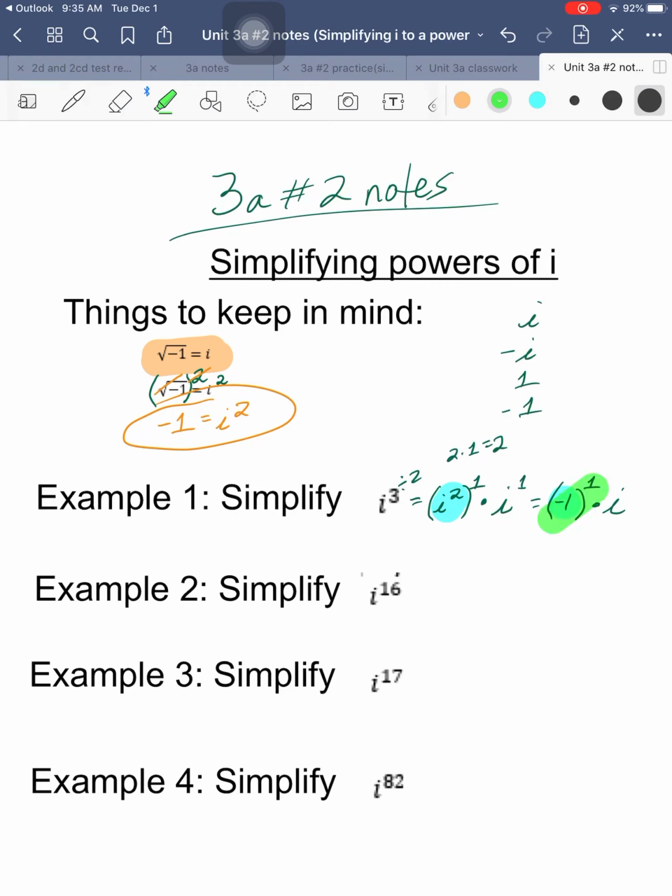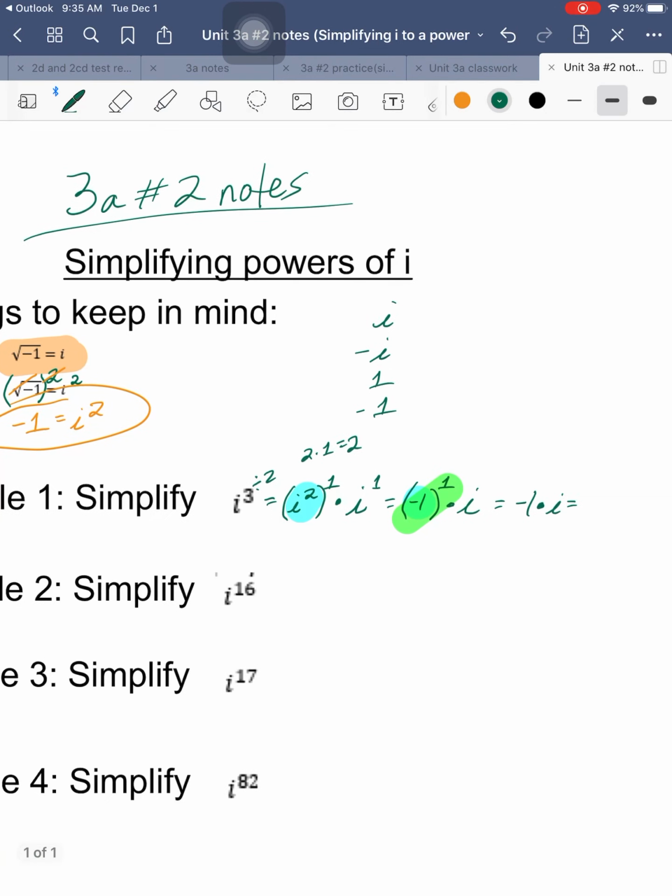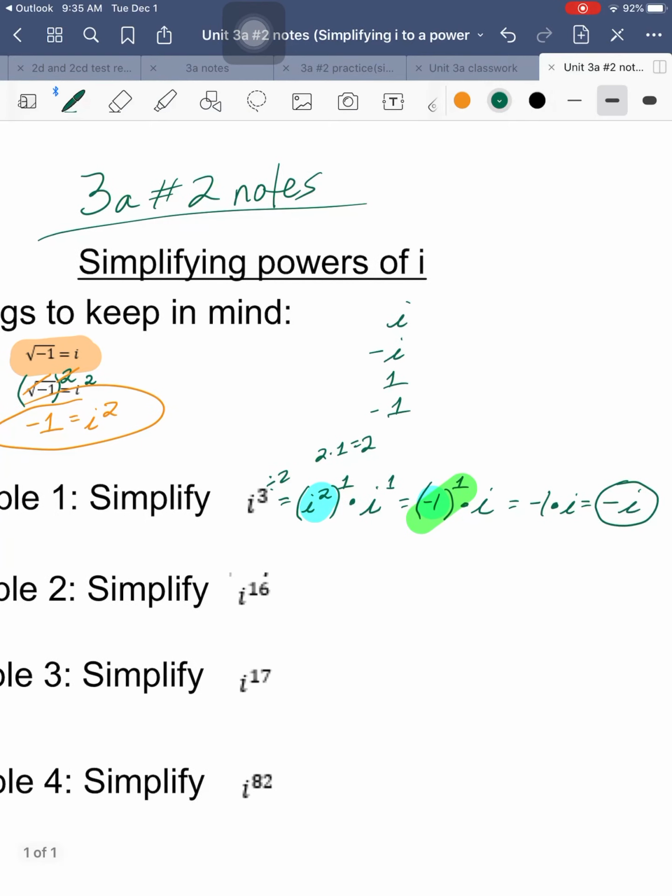Now the next thing is negative 1 to whatever power it is. So negative 1 to the first power is just negative 1. Now I'm going to take the parentheses away because we worked with the exponent. And negative 1 times i is the last thing we do, which is just negative i. So that's our final answer. i to the third is simplified down to negative i.